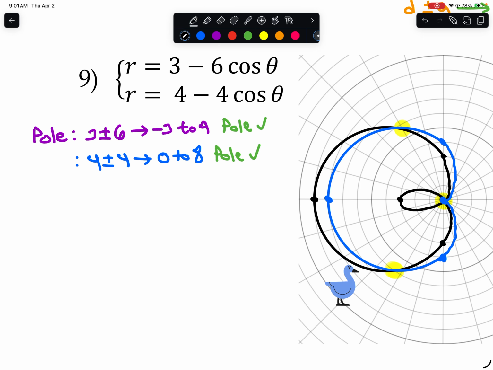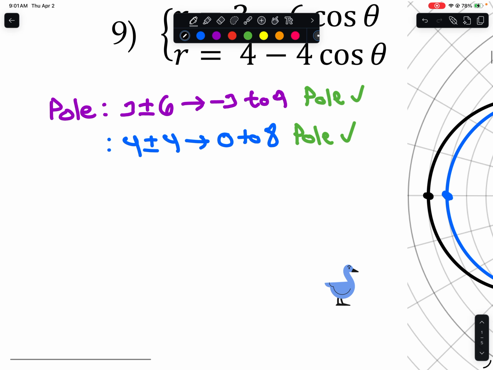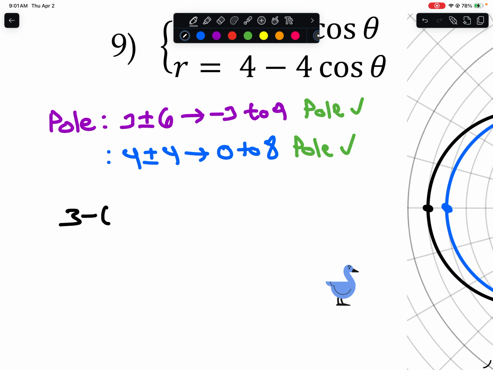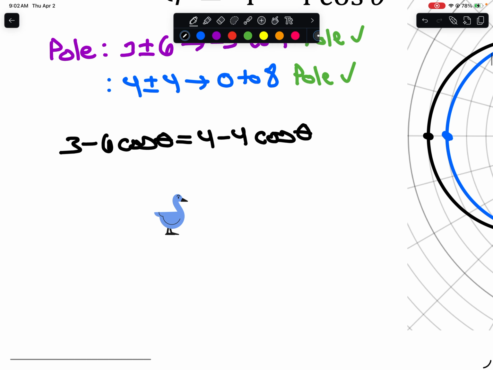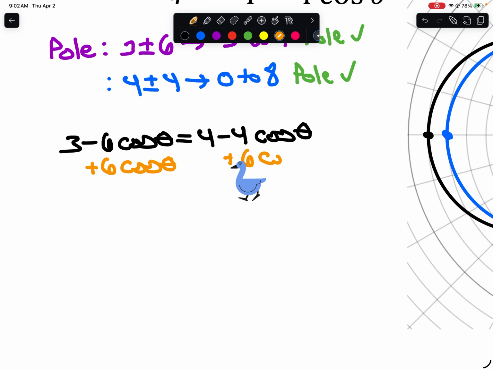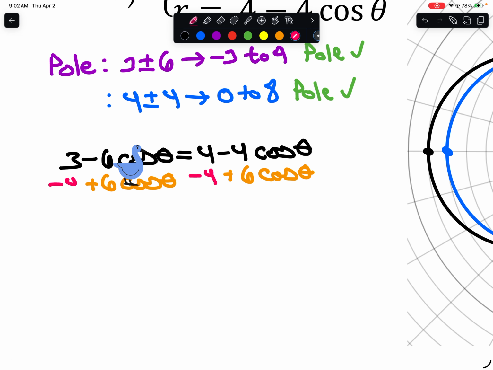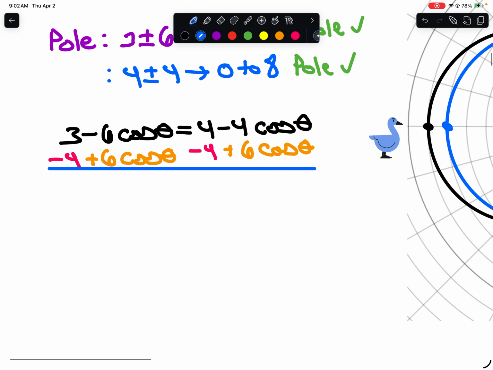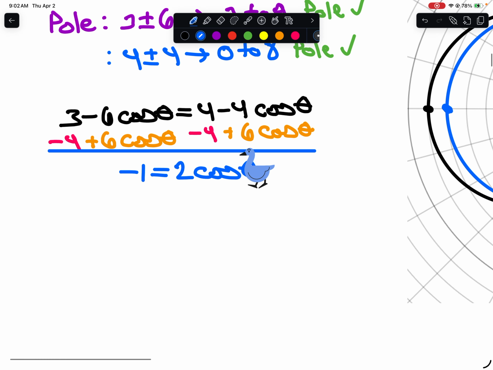Now I want to solve these algebraically. So I'm going to do 3 minus 6 cosine theta, and then that's going to equal 4 minus 4 cosine theta. So now when I solve, I'm going to add 6 cosine theta on both sides. And I'm going to go ahead and just do 2 steps in one. I'm going to go ahead and subtract 4 also. Okay, so when I do this, then we're going to have -1 is equal to 2 cosine theta. Then you're going to divide by 2 on both sides.